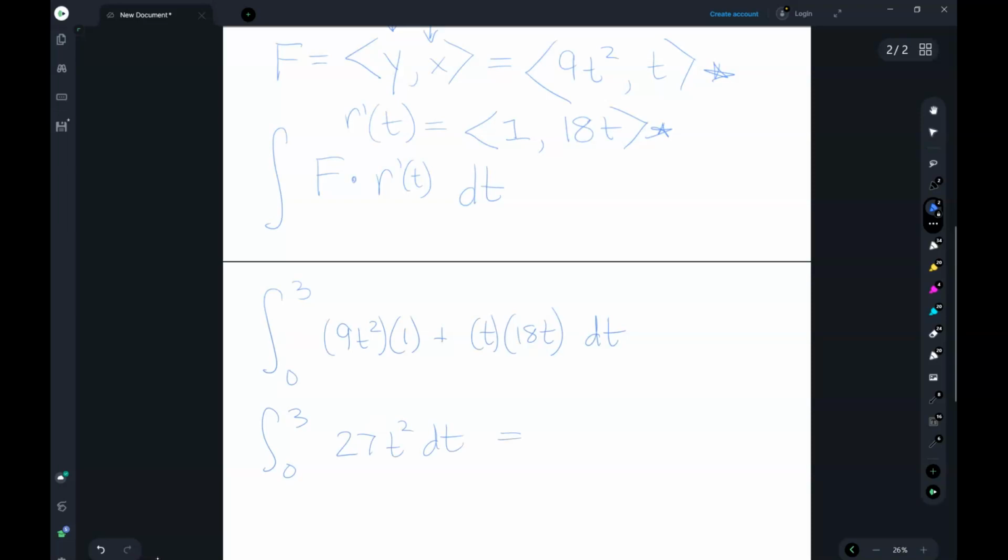And from here, it's just a straightforward integration problem. So we'll do a power rule on that t. So the new power goes up to 3, and we divide by 3 in front, which is going to make that new coefficient 9.